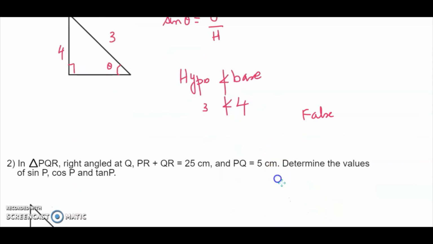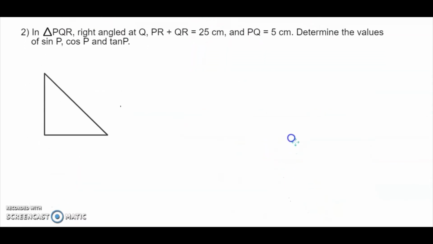Now let's go into the main important HOTS question. Now here the question is saying in triangle PQR, it is right angled at Q. So this is our Q, which is a right angle. Let's put P here. Let's put R here. So PR plus QR is given as 25 and PQ is given as 5. So this is 5. Okay, and we have to find the trigonometric ratios for the angle P as theta.